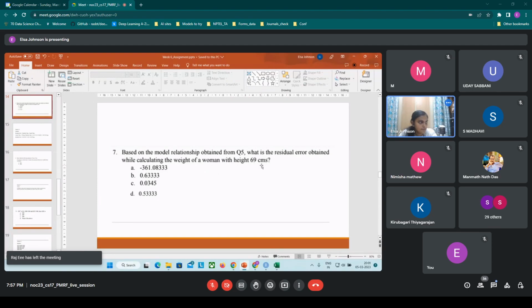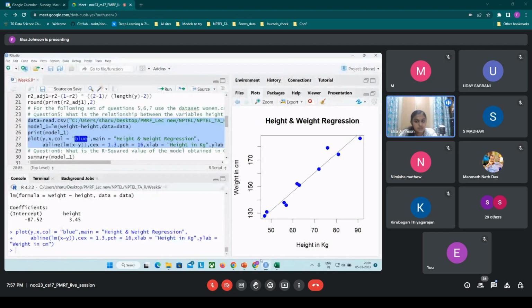Is that okay, Manmat? Yes, yes, that is right. What you have said is right. It's wrongly labeled there, but since it's given like that, we will work with that data set.